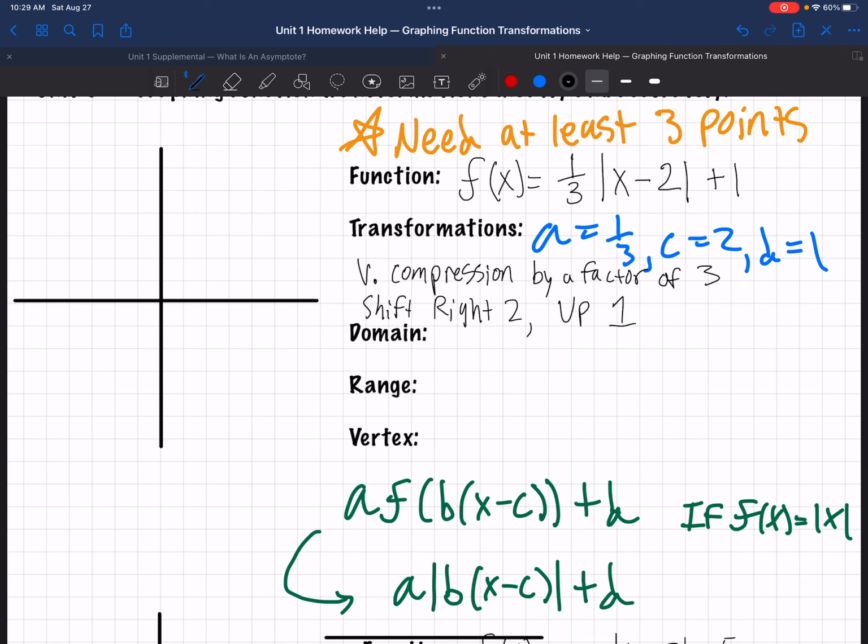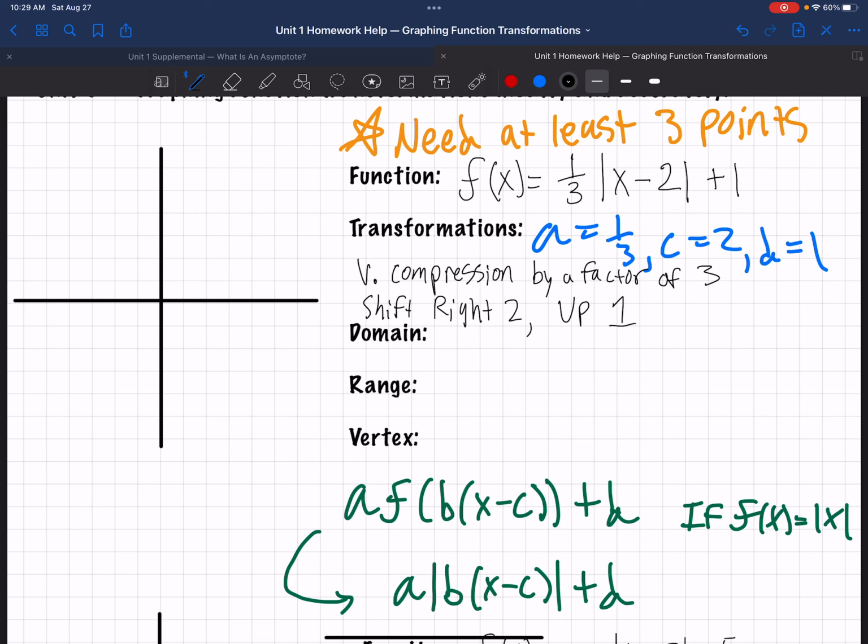Now, when we're doing a sketch, meaning without graph paper, then you would just kind of sketch out where that vertex is and then do a little vertical compression. But notice what I starred in yellow. I'm asking you to graph this, not sketch it, graph it, which means I need at least 3 points, okay? So let's find those 3 points.